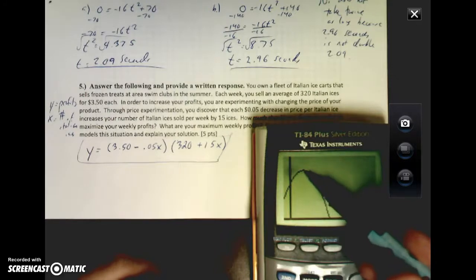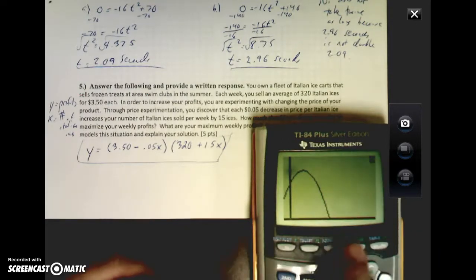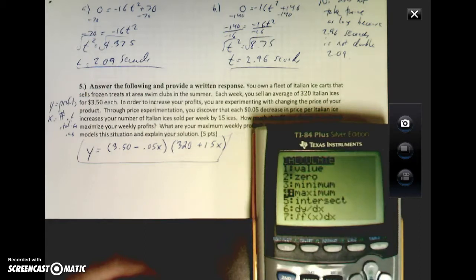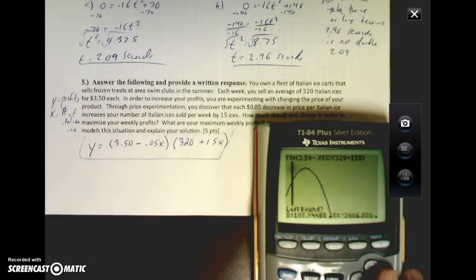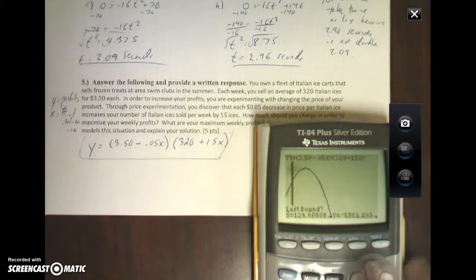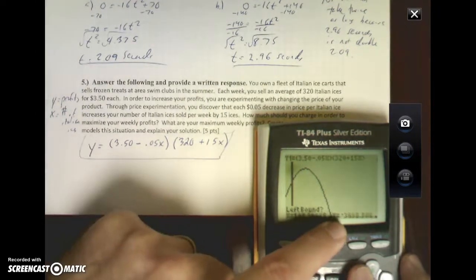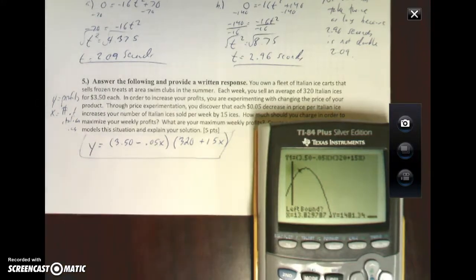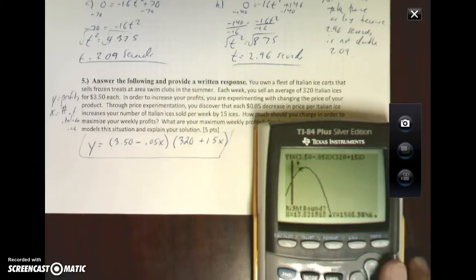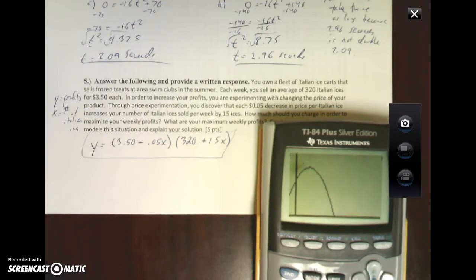You want your maximum profit. So what we can do is hit second, trace, maximum, left bound. Now I'm trying to find my cursor. Where is my cursor? Oh, I just checked out my Y there. It's really big. So I'm going to go back, back, back. There's my cursor. Left bound. Get to the left, to the left. Hit enter. To the right, to the right. Enter. And then guess. Boom.